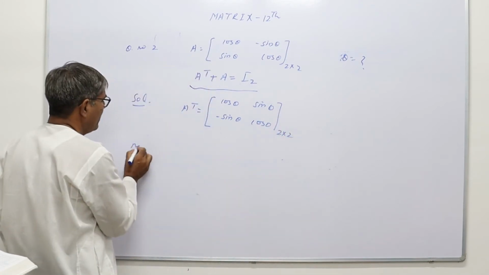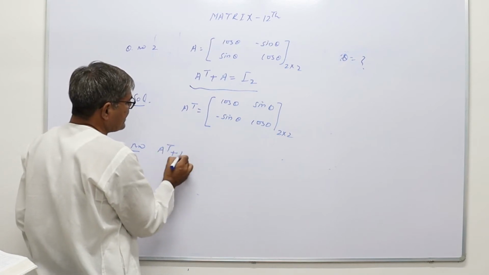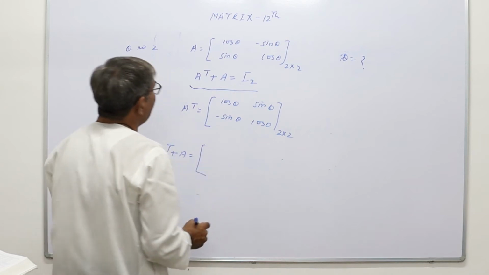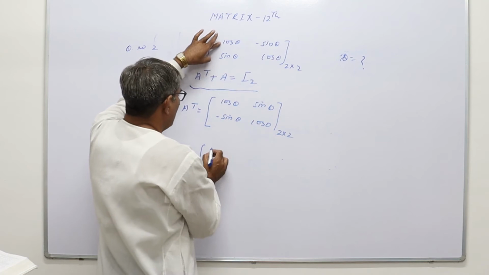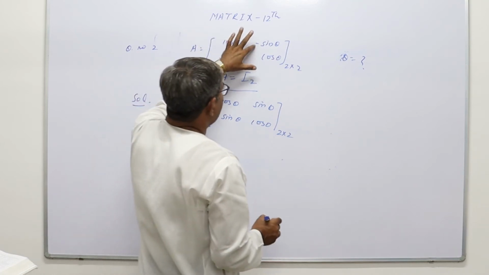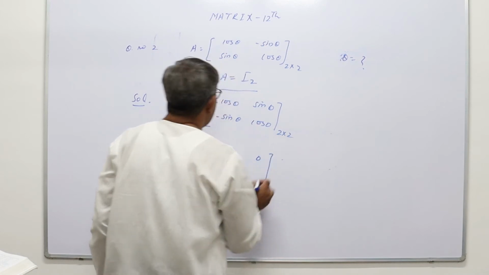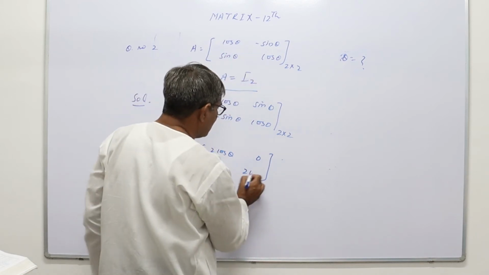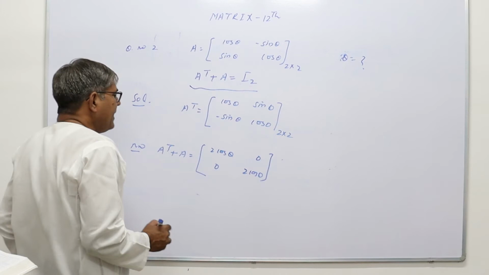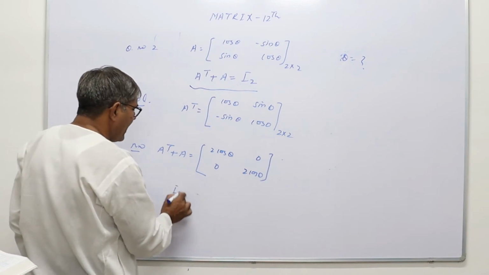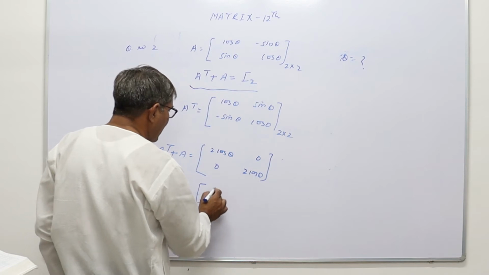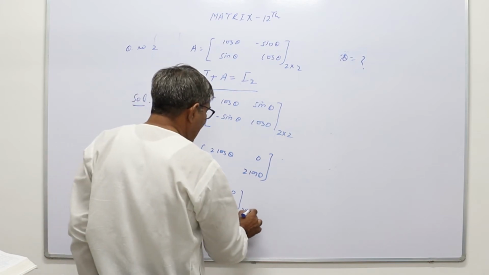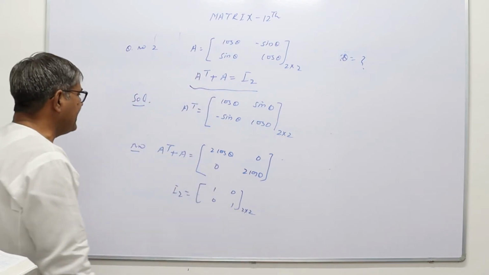Now left hand side A transpose plus A. That is, we have to find the sum of A transpose plus A. So cos theta plus cos theta, 2 cos theta, and minus sin theta plus sin theta, that is 0, and then sin theta minus sin theta, again 0, and cos theta plus cos theta, that is 2 cos theta. This is A transpose plus A. Now I2 is equal to identity matrix of order 2, that is 1 0 0 1. That is the 2 by 2 identity matrix. So identity I2 we will write in this way.